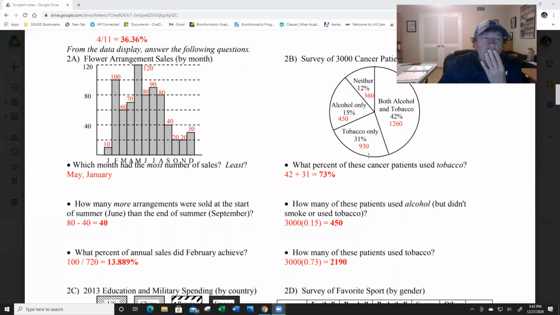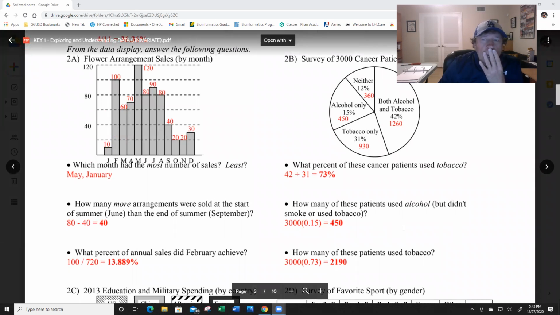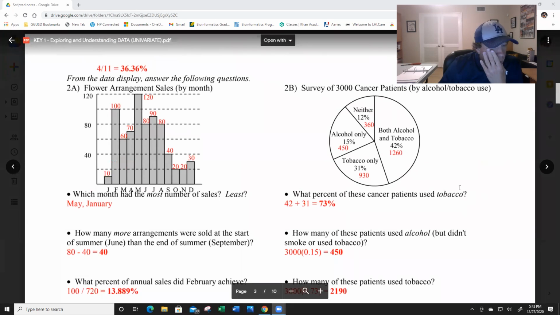Okay. Now we got a bar chart again, and again it's called a bar chart because we have categorical data. The categories are the months. Those are non-numeric, okay? So which month had the most sales and the least sales? I went ahead and labeled all the numbers there for you. So most sales was May, okay? And least sales was January, pretty easy to read, okay?